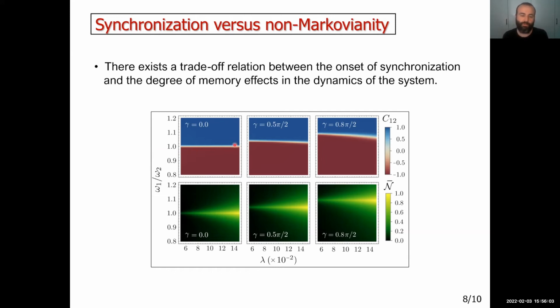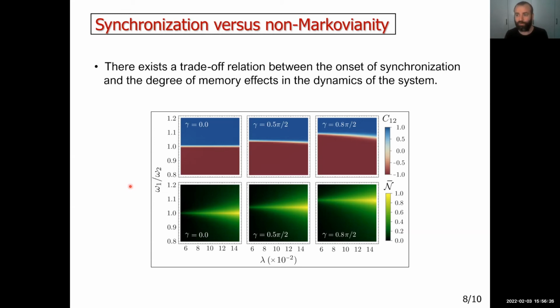Okay, and now for the same parameter set, if you have a look at the non-Markovianity diagram, you see that the greatest degree of non-Markovianity is achieved along the same line. So this was the first hint that told us maybe there's a trade-off relation between the onset of synchronization and the degree of memory effects. But of course, this is the simplest case.